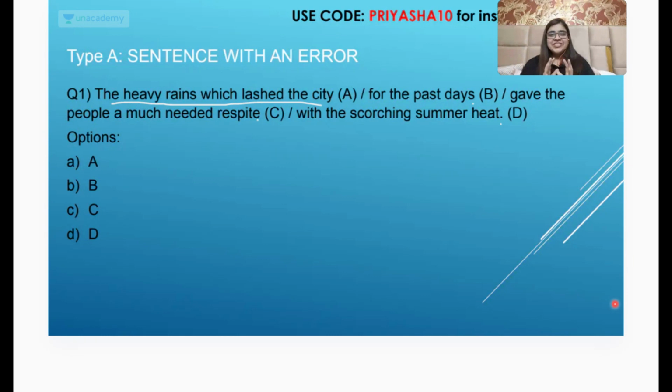This is a preposition related question, guys. Preposition related question. And also phrases related question. Phrases and prepositions.